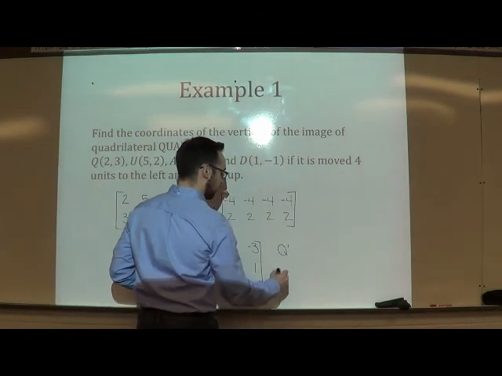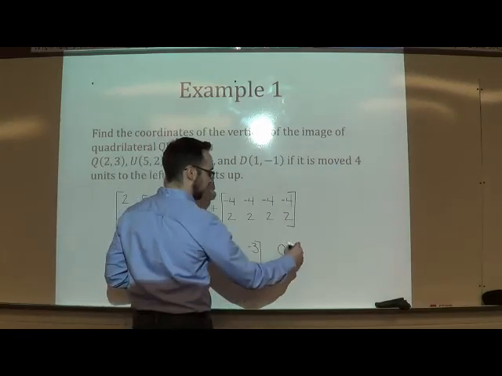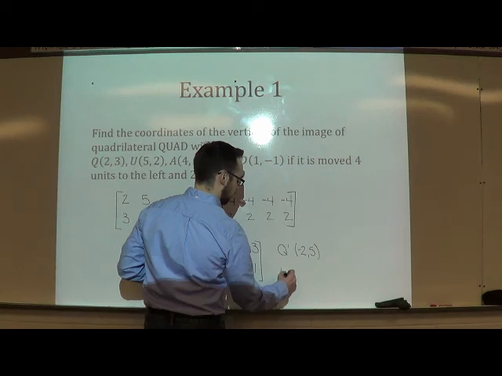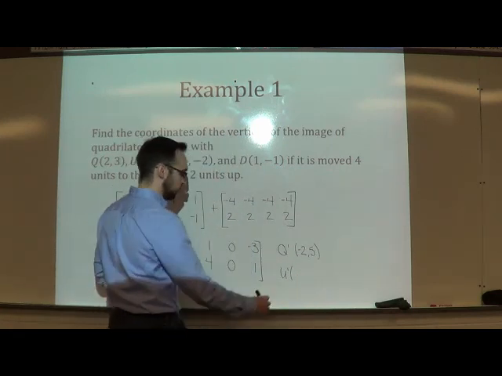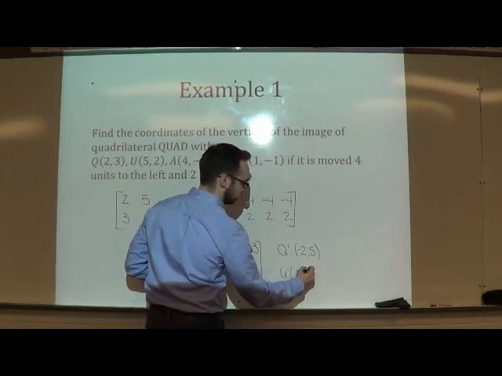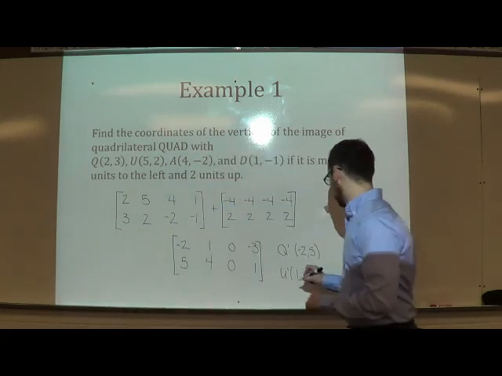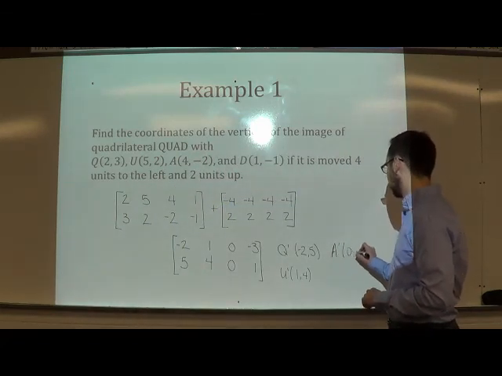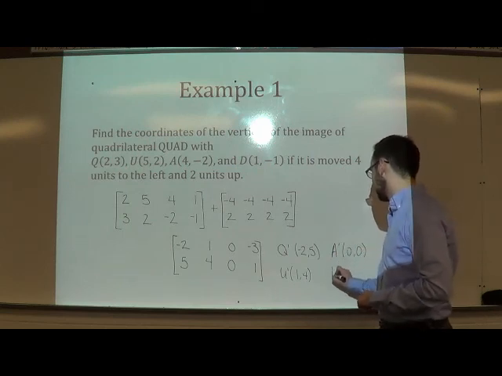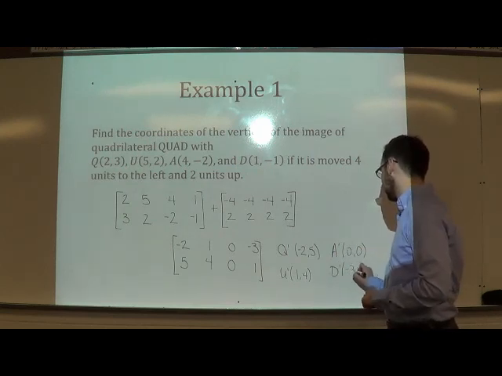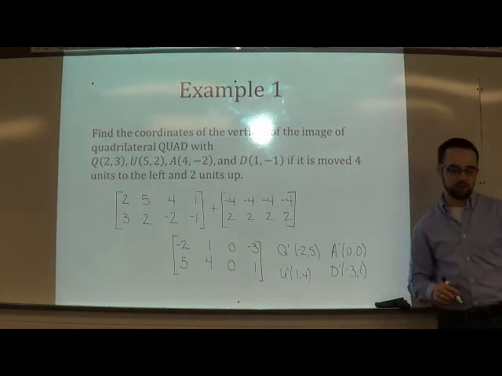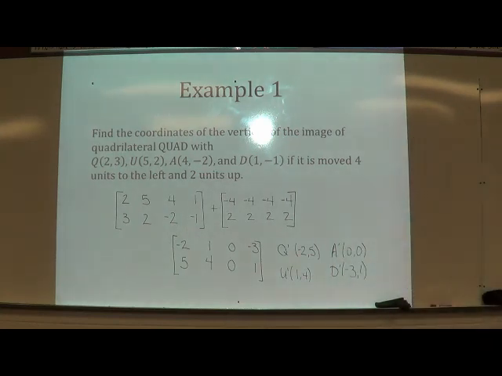quadrilateral here. So we're going to have Q prime, we're going to call -2, 5. U prime would be 1, 4. A prime is going to be 0, 0 at the origin. And D prime will be -3, 1. So those are the new coordinates of our quadrilateral QUAD.